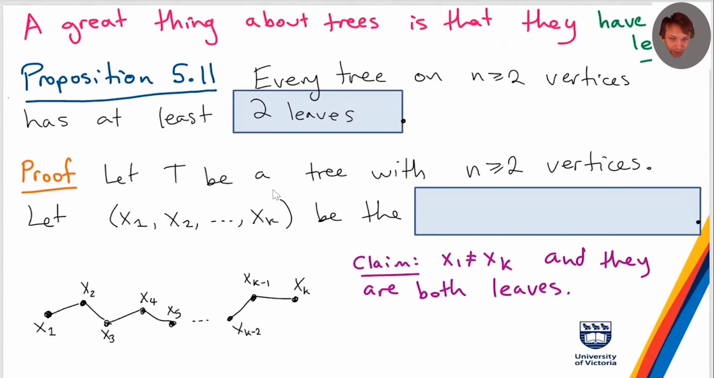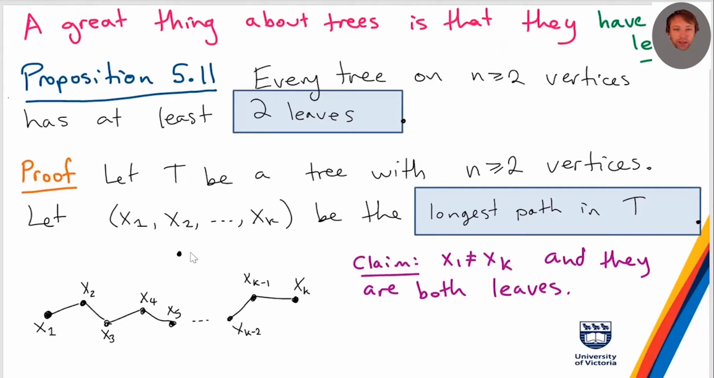So we take a tree T with at least 2 vertices and let x1 up to xk be the longest path in T. That's exactly what we did in Dirac's theorem: take the longest path and analyze what happens. I claim that x1 and xk are not the same vertex. Maybe that's clear because it's a path, but it's not necessarily true, because the longest path could be a single vertex. So why is the longest path not a single vertex?